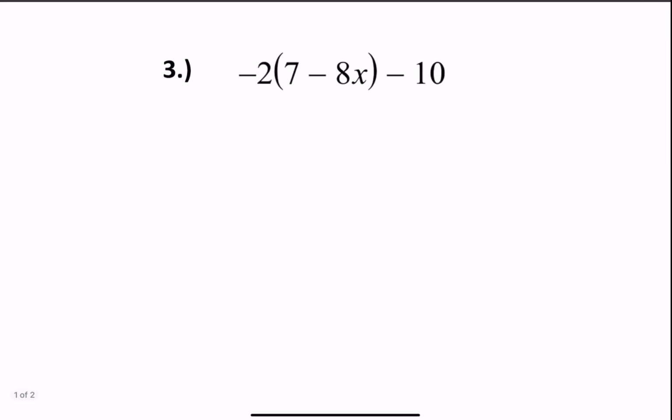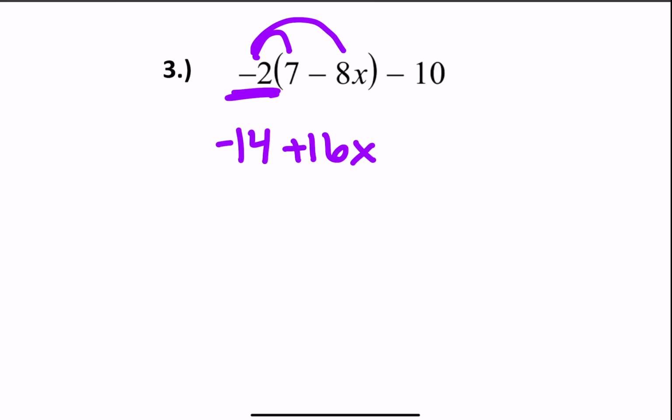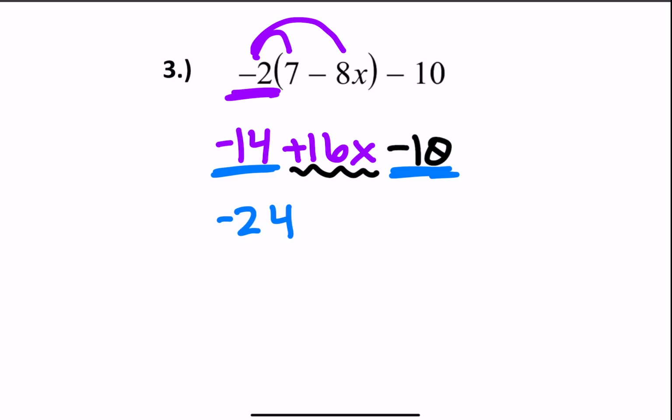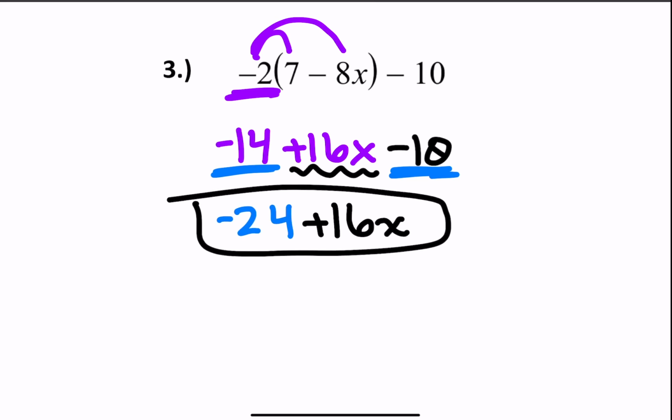Looking at this next one here, we have a negative 2 in front of our parentheses, so we have to multiply by negative 2. So negative 2 times 7 is negative 14. Negative 2 times negative 8x is 16x. We bring down that minus 10 in the back, right? It doesn't get multiplied. It's not part of that parentheses. Then we check for like terms. So negative 14 is a like term with negative 10. So negative 14 plus a negative 10 is a negative 24. This 16x doesn't have a partner, so we just bring it on down. Don't forget to bring the sign with it too.